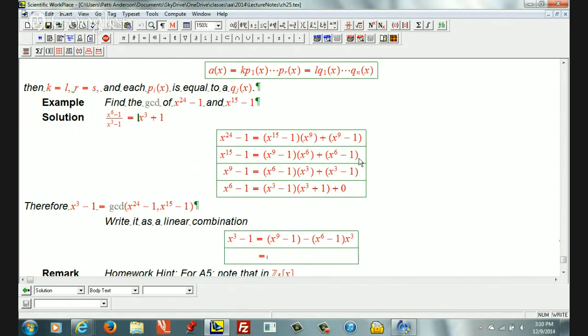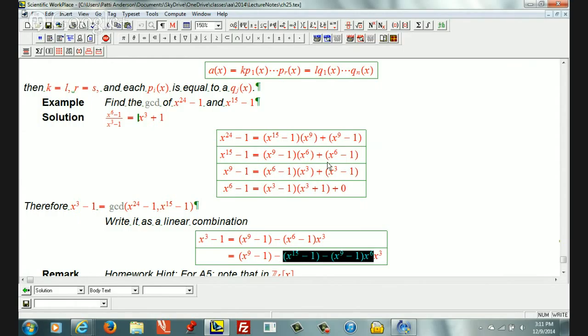Now, from this one, you know what x to the 6th minus 1 is equal to. So you're going to plug that in here for x to the 6th minus 1. So our x to the 9th minus 1, this is where you want a computational engine. So x to the 6th minus 1 is equal to x to the 15th minus 1 minus x to the 9th minus 1 times x to the 6th. And let's put all of that in brackets.